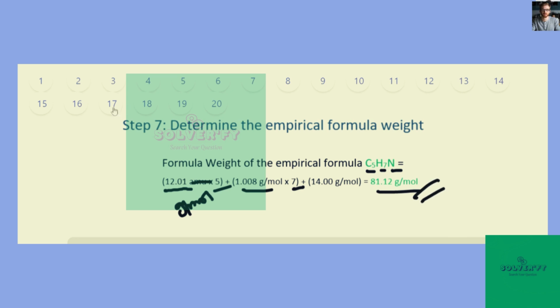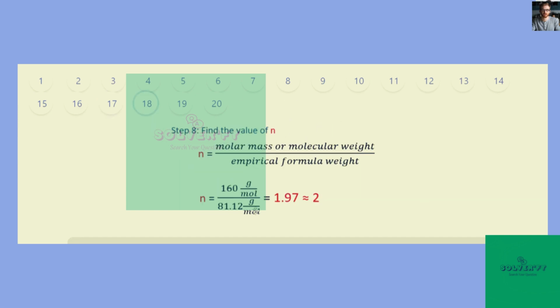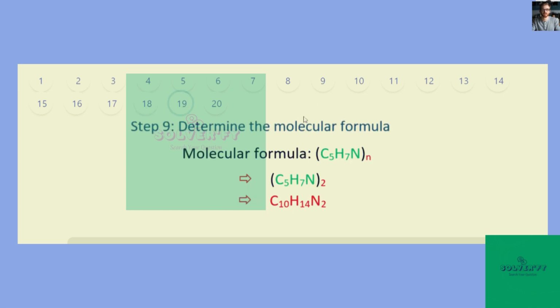Now we know the empirical formula weight, and we will simply divide the molar mass of nicotine, which is 160, and we're given 160 plus minus 5. We just ignore those plus minus 5 because that will not give us that much difference in values. We just consider it 160 gram per mole as the nicotine's molar mass, and we divide that by the empirical formula mass of nicotine, and it will give us 1.97, which is close to 2. So our molecular formula will be, we'll just replace the value of N as 2, and that means we multiply each of these by 2. Now we have C10H14N2, and this is the molecular formula of nicotine.